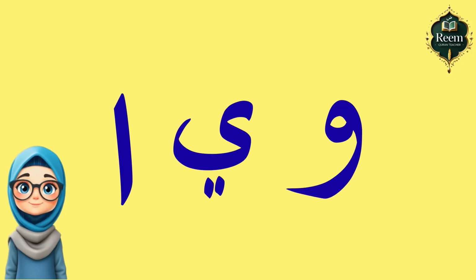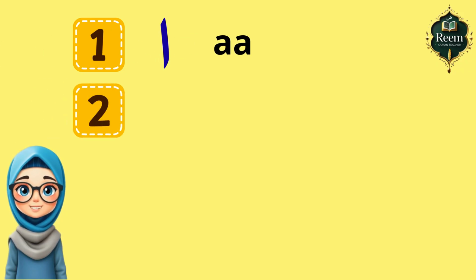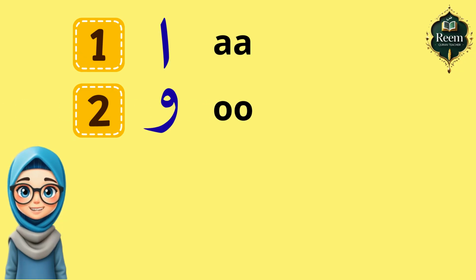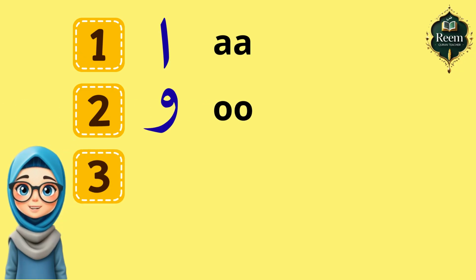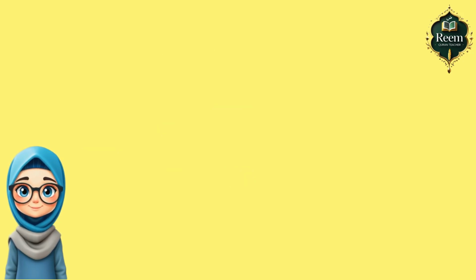In Arabic, we have three special friends that stretch the sound. All of them come with no sign above them. The first one is Alif, and it makes a sound. The second one is wow, and it makes oo sound. The third one is ya, and it makes e sound. So whenever you see these letters, remember, it's time to stretch.